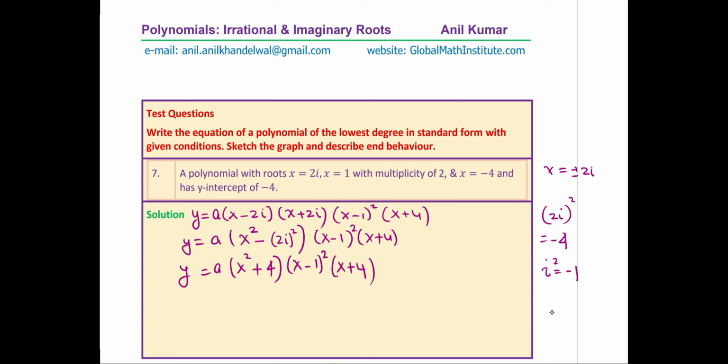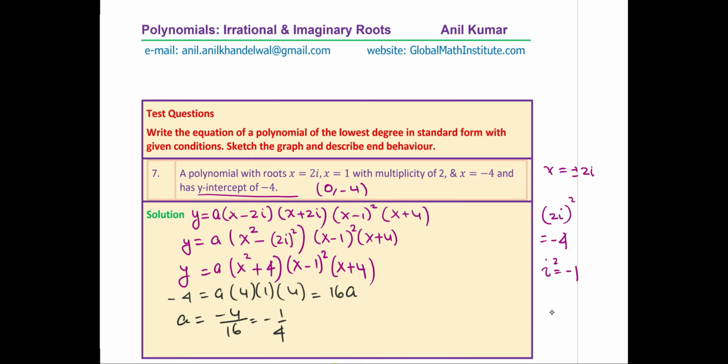Perfect. So here we'll end this and find the value of a when the y-intercept is minus 4. So that means the point is (0, minus 4), correct? So substitute 0 for x and minus 4 for y. So when I do that, I get minus 4 equals a times 4 times minus 1 squared, which is 1, and then times 4, which is 16a, right? And so clearly, we get the value of a as minus 4 over 16, which is minus 1 over 4.